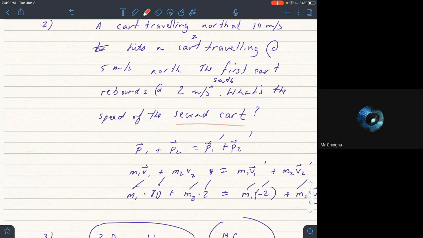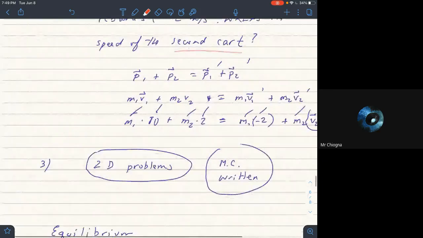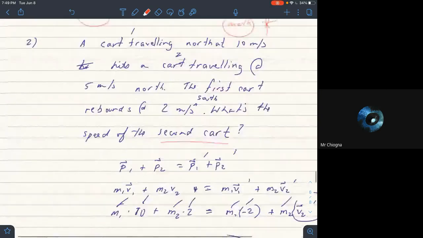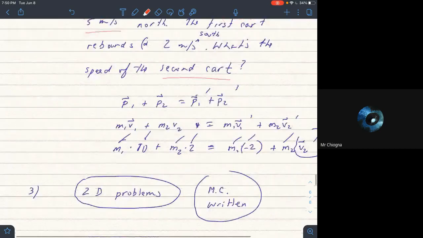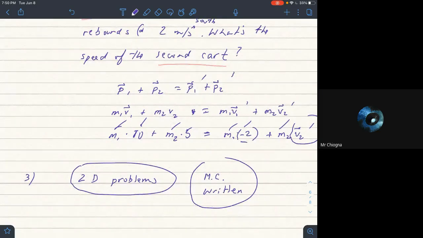Okay. So what's the speed of the second cart? We plug in our values for the speed. Notice they're both going north. One is at 10 meters per second. The other one is at 5 meters per second. This should be 5 here, not 2. It should be 5. The first cart rebounds at 2. Okay, so let's go through this.